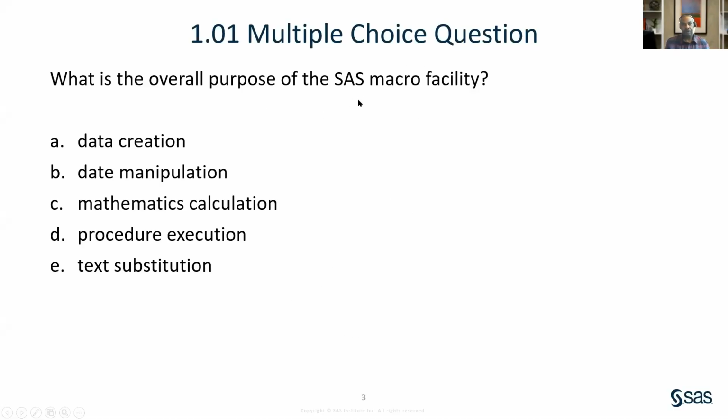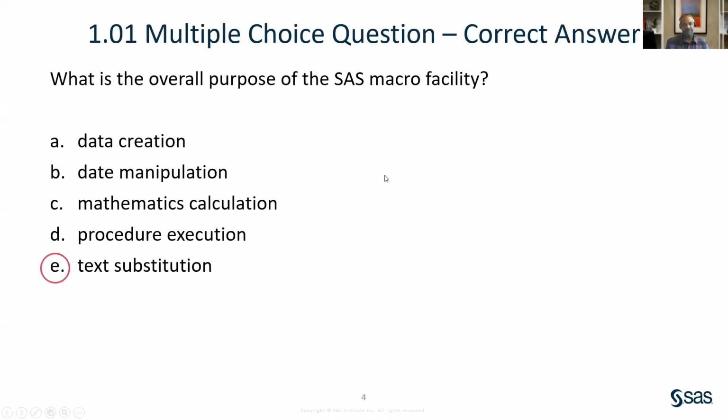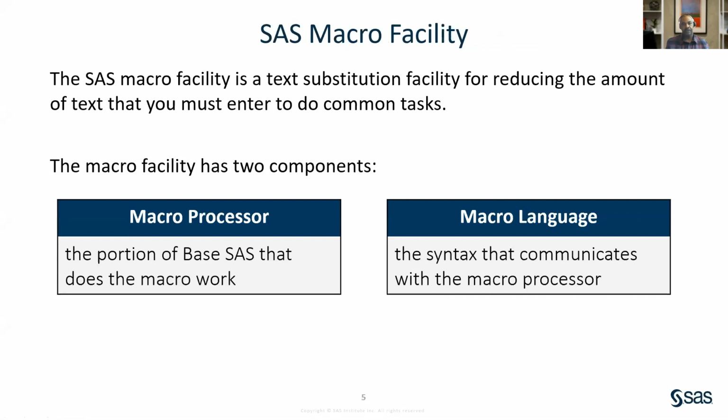First, start off with a poll question, multiple choice question. What is the overall purpose of the macro facility? And the answer is text substitution. Text substitution with macro variables. Text substitution with macro programs, which you can do conditionally, you can do repetitively.